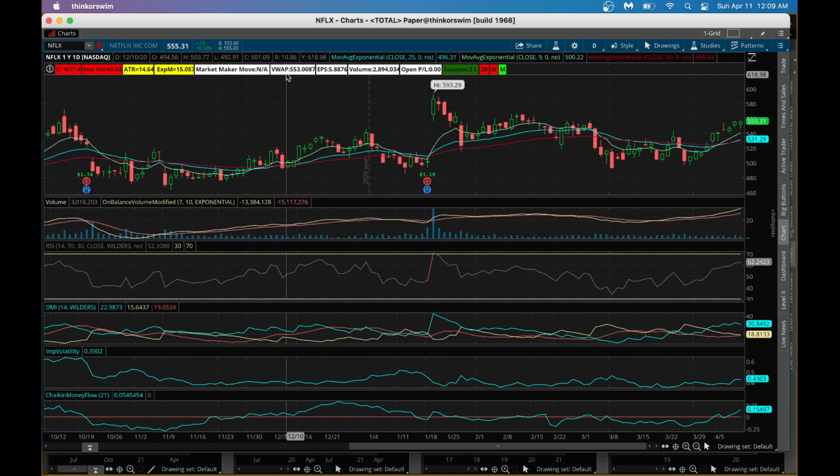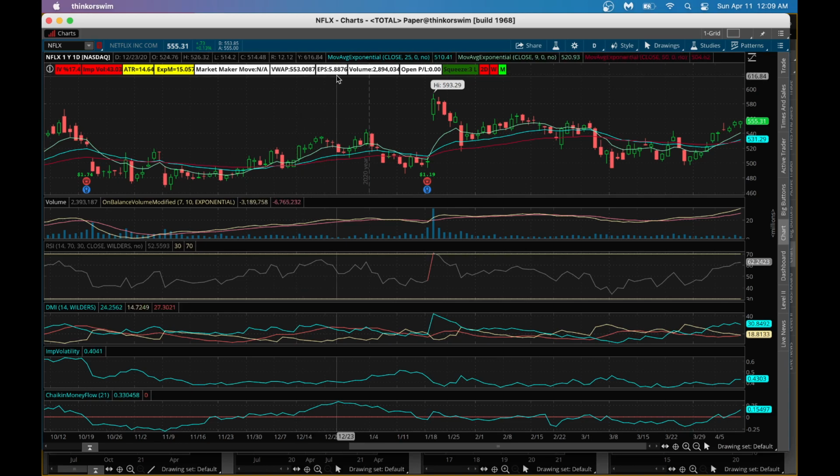And I got VWAP. VWAP will tell me on a given day what the price at which there is a good support level. For example, 553 is where there is a good support. Right now price is 555.31, so it's a little bit above the good support for a given day.